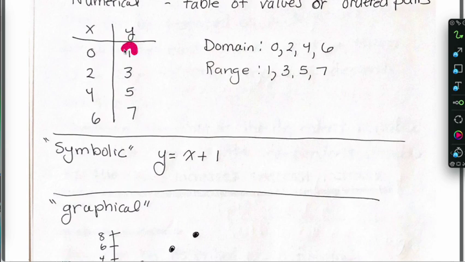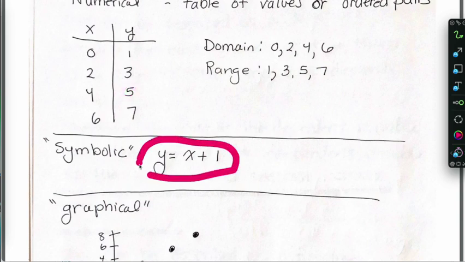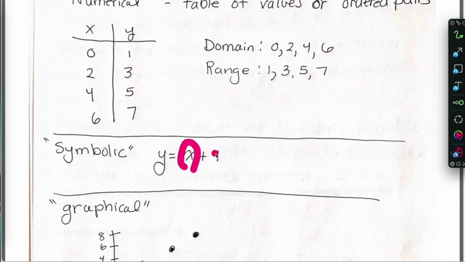If you notice, all the y's are one more than the x's. So you can set up the equation as y is equal to x plus 1. Whatever x is, you just add 1 and you get out y. That's why x is independent and y is dependent, because depending on what you plug in for x, y is going to be whatever x is plus 1.